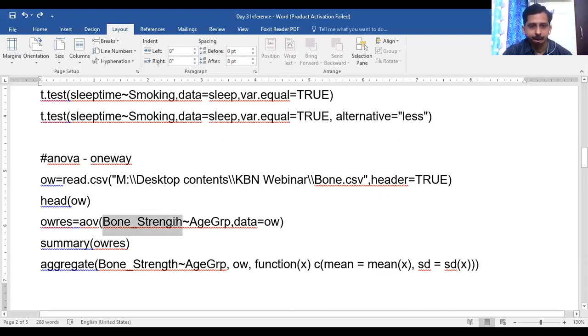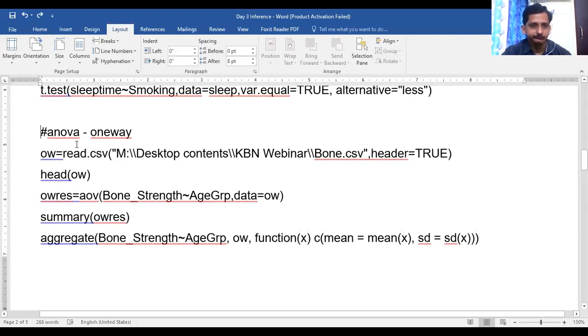The variable to be compared across the groups. Data is stored in OW, that is one-way ANOVA; I have written it like that. Summary of OW result. OWRE is nothing but one-way result. And then aggregate is, again, a function I'm using here to display the mean and standard deviation of bone strength across each group. The same function can be used here also.